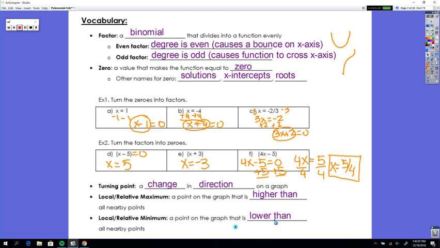So if you remember from our previous units, our local maximum or our relative maximum, which mean the same thing, are all of our bumps in the graph. Our local or our relative minimum are all the valleys in the graph. All right, so we had something like this. That would be a local maximum, that would be a local maximum. We had something like this would be a local minimum, this would be a local minimum, and so on.